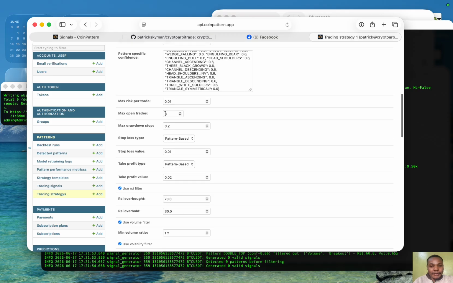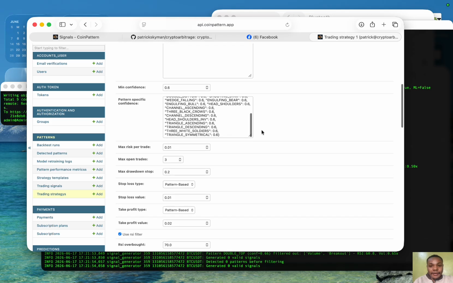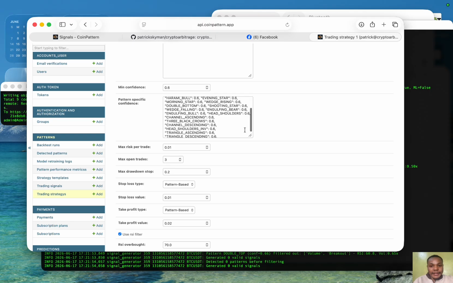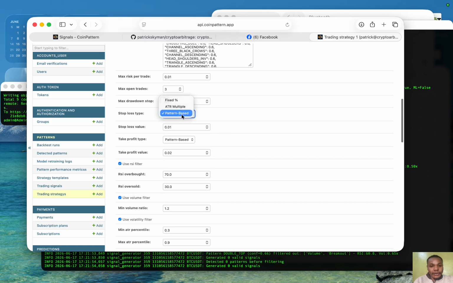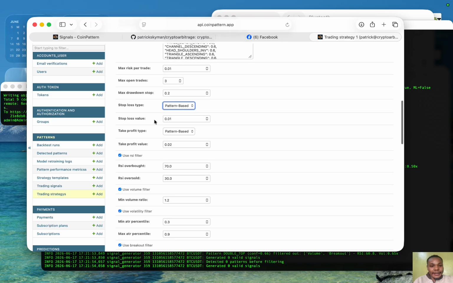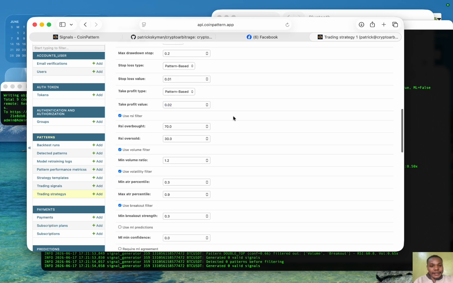So this is going to be filtered by the confidence score. For example, if you have four trades or maybe 5 signals that have been detected by this detector, then we're just going to select the top 3 signals with the highest confidence score. The stop loss type is pattern based, and the stop value is essentially the same as the maximum risk per trade. And we're also saying that the take profit value is 2%. So we are risking 1% for 2% profit.